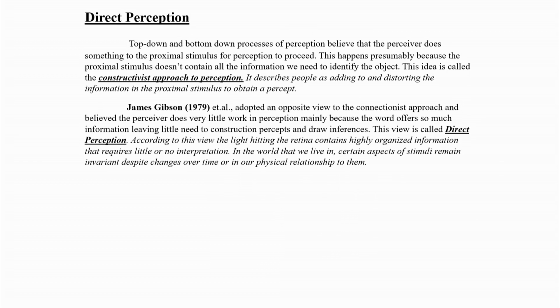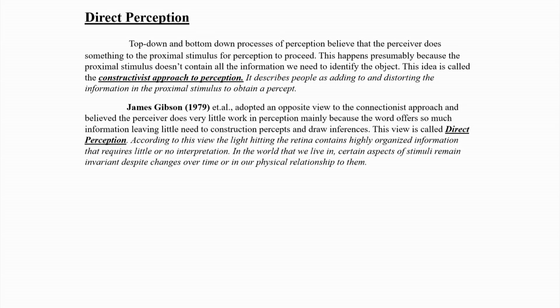So, the top-down and bottom-up processes of perception hold that the perceiver does something to the proximal stimulus for perception to proceed, and so it is called the constructivist approach. It describes people as adding to and distorting the information in the proximal stimulus to obtain a percept. What the user does is add or subtract information from the proximal stimulus to generate a percept, which later, through the combined bottom-up or top-down process, gives the meaning.